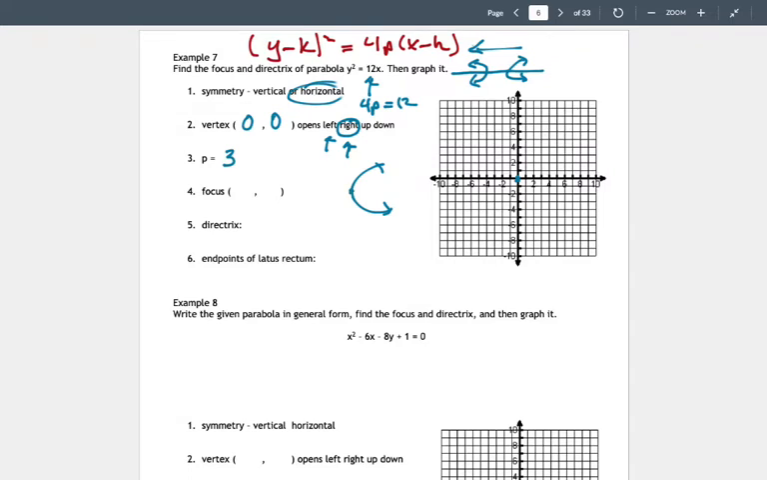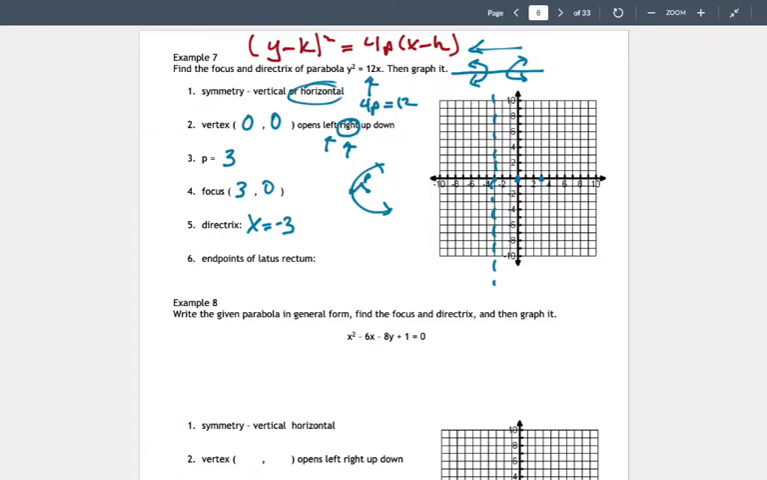My focus, because it's opening right, has to be to the right of the vertex, to the right p units. So I've already graphed my vertex over here. I'm going to go to the right 3 units to graph my focus. And then 3 units to the left will be my directrix, and it's got to be perpendicular to my axis of symmetry, so it's going to be a vertical line there. And that's at the equation x equals -3. Remember, any vertical line has an x equals equation. My focus was the ordered pair 3, 0.